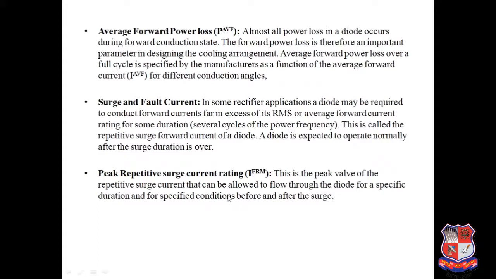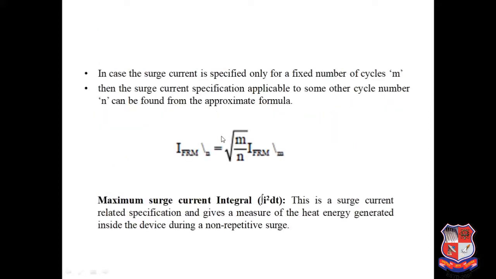So this is nothing but a different current rating for the forward bias. This is the equation you use to find the forward RMS value: I_M equals I_N times the forward RMS current. Here M is a fixed number of cycles, and N is some other cycle number, with the surge current specific to that other cycle number N. This equation is going to be utilized to find this current.